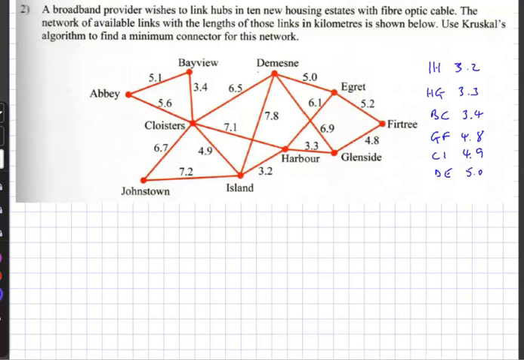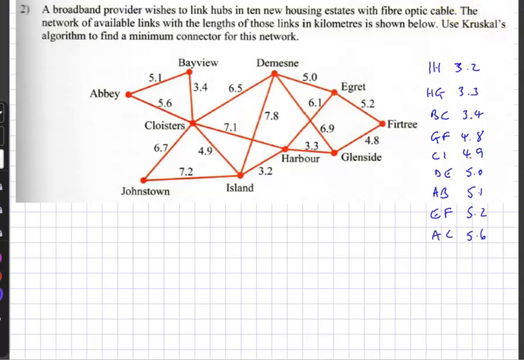I've always wondered about the name Demesne. I'm told it's Domain. Carrying on, I digress. Abbey to Bayview is 5.1. Egret to Fir Tree is 5.2. Now my head's beginning to hurt, trying to make sure I'm actually getting everything. So Abbey to Cloisters, 5.6.